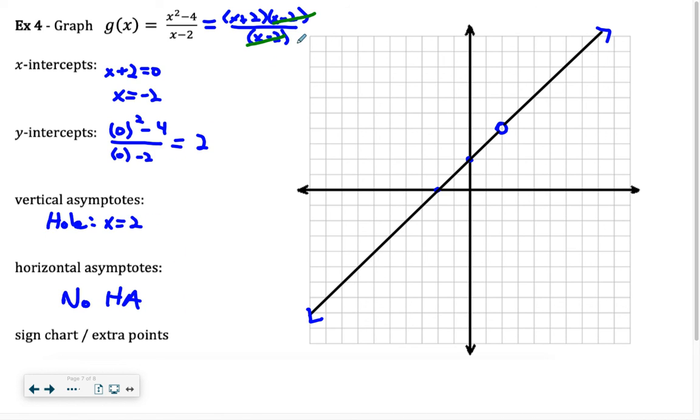If we ever see something like this, where we can cancel out the factor and we just end up with a linear function, right? We don't really have to even talk about vertical and horizontal asymptotes. We know this is just going to be a line with a hole at whatever value would make the denominator equal to 0. Okay? So that is it for this video.